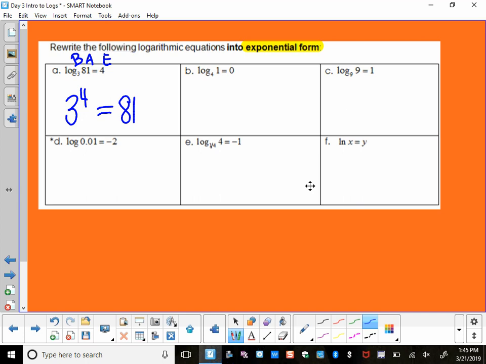We are just rewriting it. If you type in your calculator 3 to the power of 4, you're going to get 81. So there's nothing really to solve here. You're just rewriting.